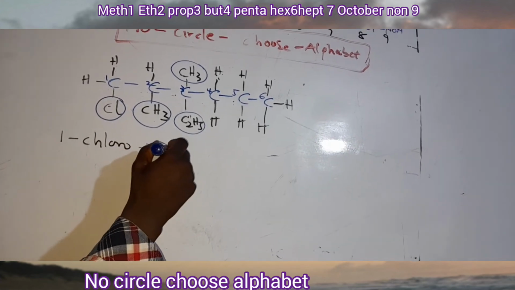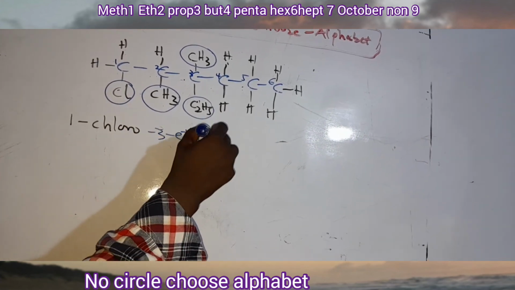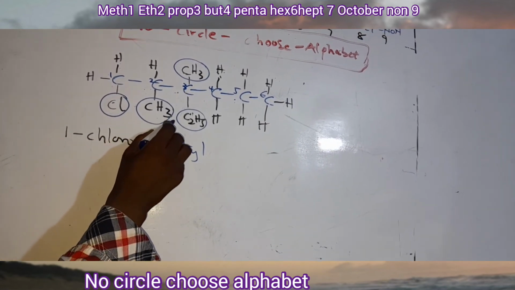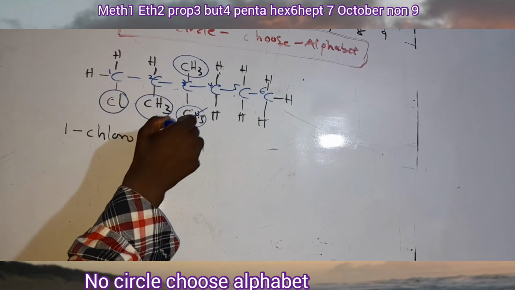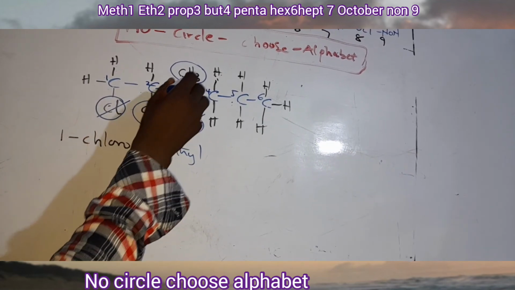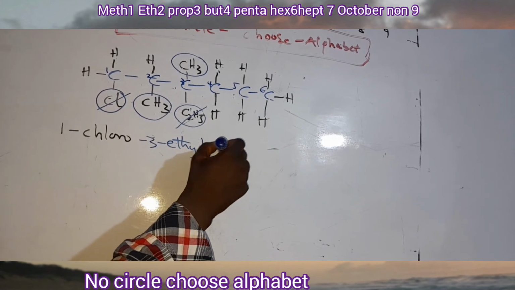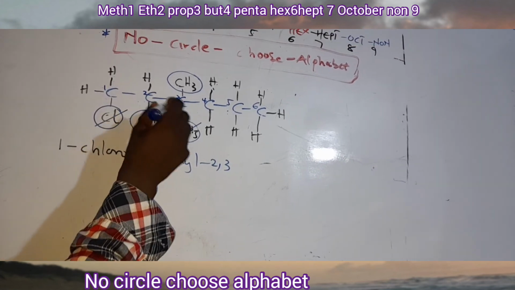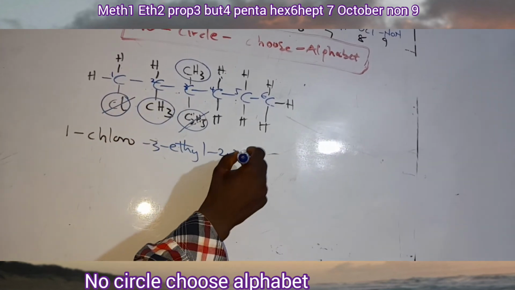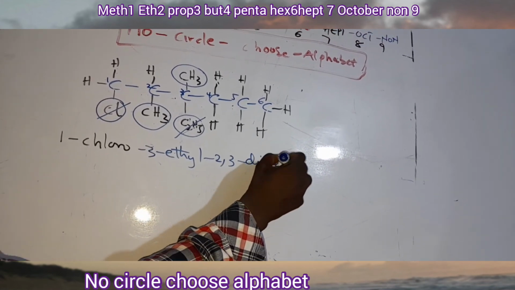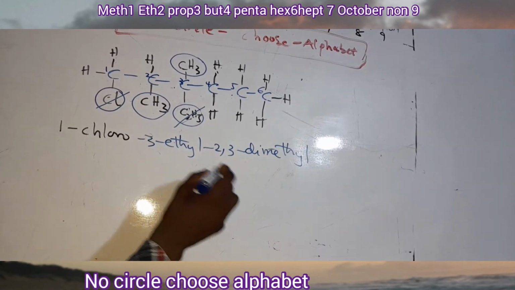So 3-ethyl. Now methyl, where can we find the methyl? This is methyl, so we are done naming this one. We now have methyl on number 2 and 3, so I'll write 2, 3, because they are all methyl. 2, 3, di. Di means there are 2 of them. 2, 3-dimethyl.